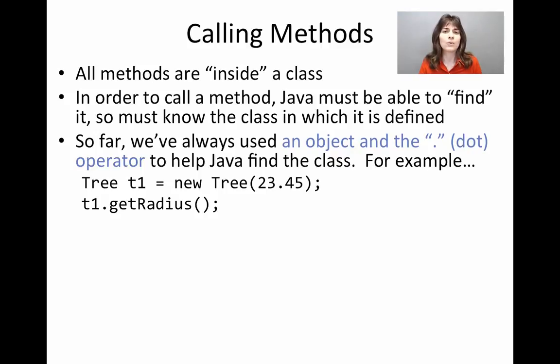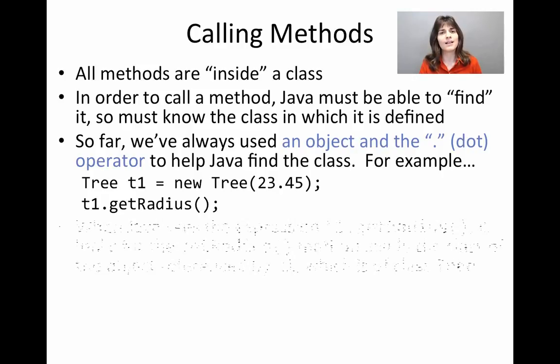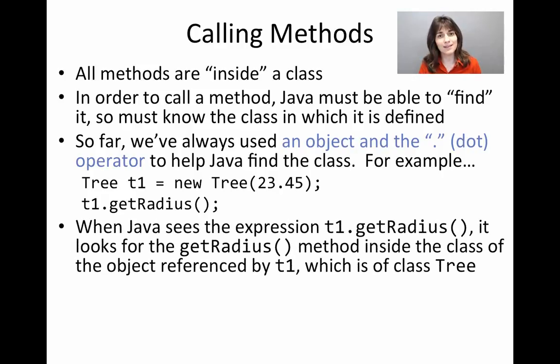For instance, when we created the tree class and then we started creating tree objects, for instance, the t1 tree object. We first created that and then we invoked the getRadius method through t1. Then when Java sees this line of code, it knows that since t1 is of type tree, it needs to go to the tree class, and this is where it will find the definition of the getRadius method.